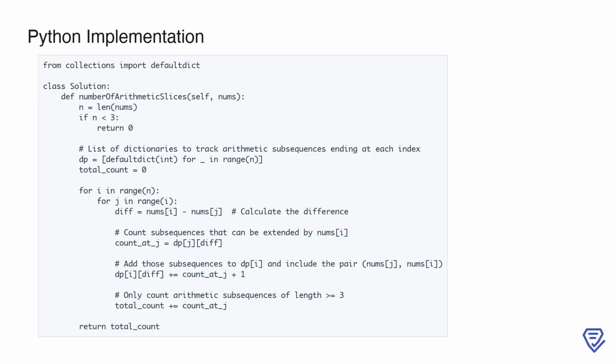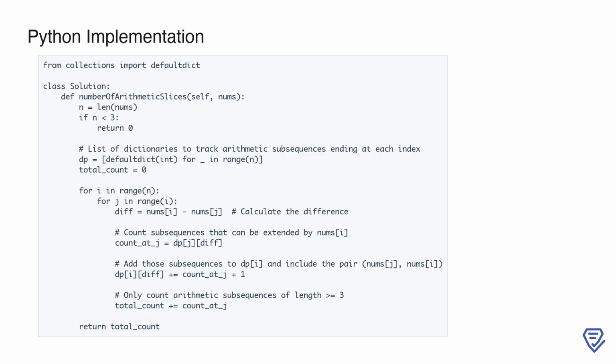Since an arithmetic sequence requires at least 3 numbers, we immediately return 0 for such cases. A list dp of dictionaries is initialized. Each dictionary at index i tracks the count of arithmetic subsequences ending at nums[i], for every possible difference.